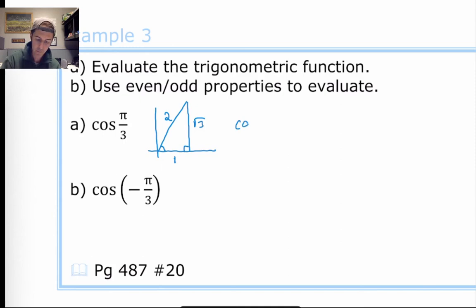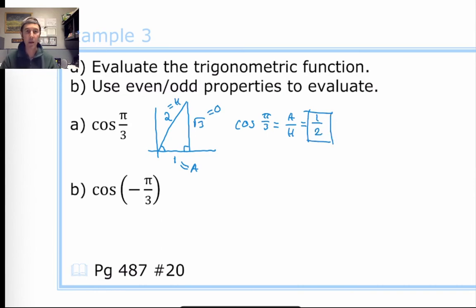Cosine of pi over 3 is equal to, cosine is adjacent over hypotenuse. My adjacent side is next to my reference angle. My opposite side is across from my reference angle. My hypotenuse is my hypotenuse. So I've got an adjacent of 1 and a hypotenuse of 2. Nice, so that's the cosine of pi over 3.